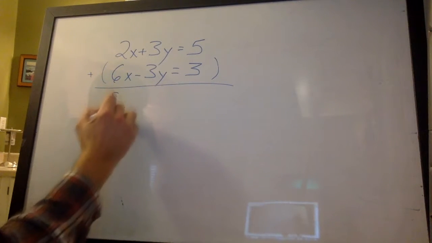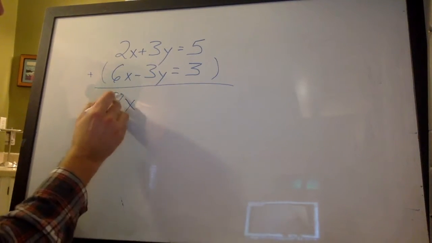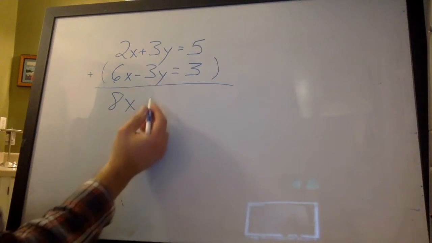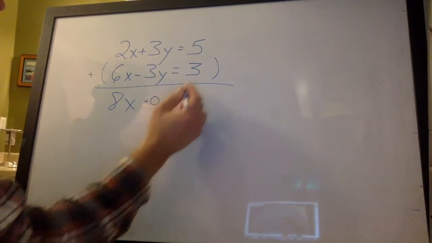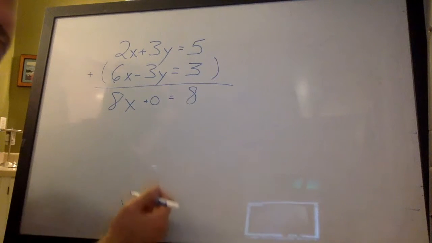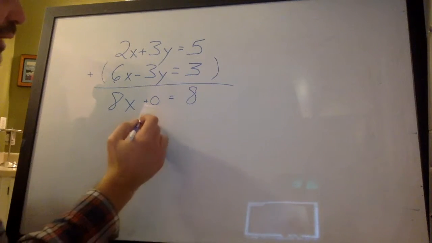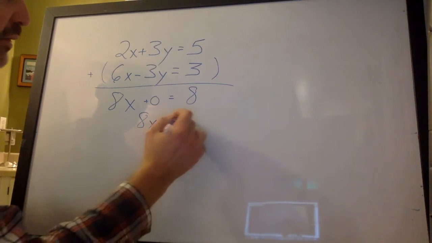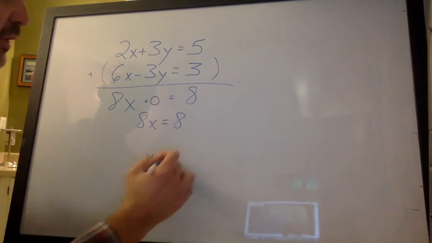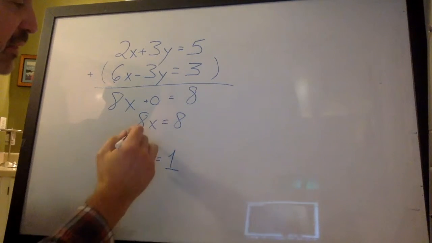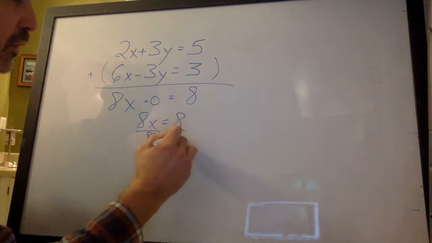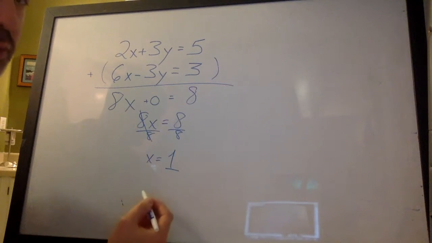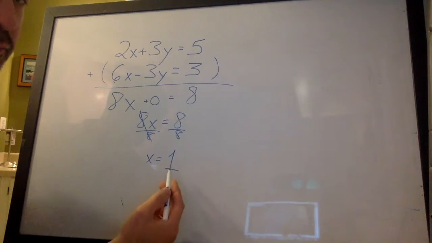2x plus 6x is 8x. 3y minus 3y cancels out. And then 5 plus 3 is 8. Well, if 8x equals 8, then I know that 1x must equal 1. And I can show that by dividing through by 8. 8 eighths becomes 1, so 1x equals 1.